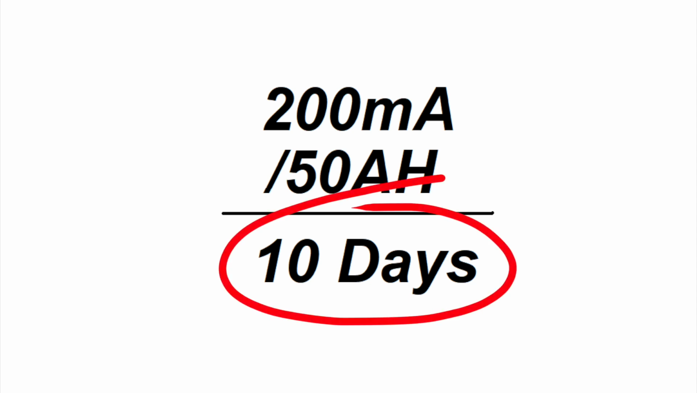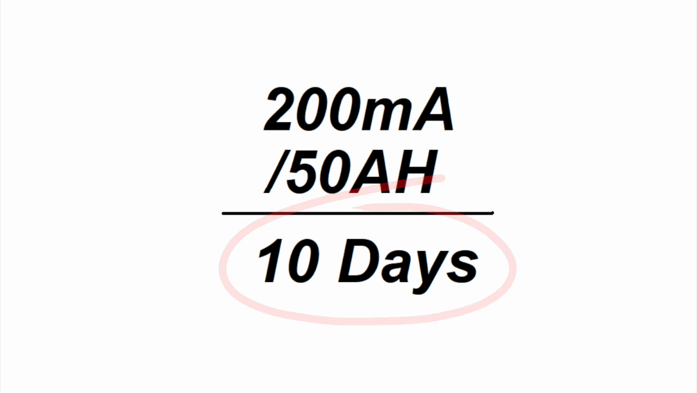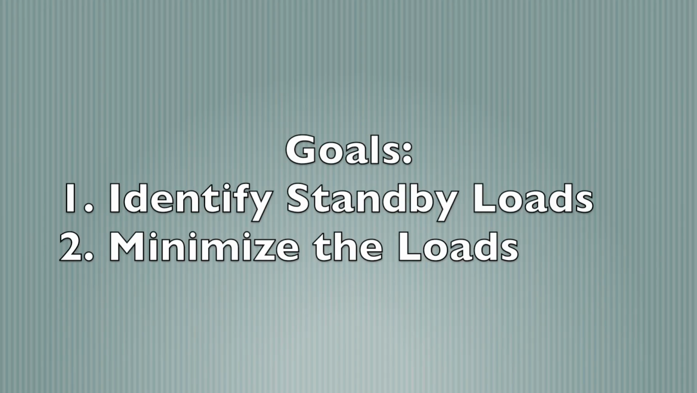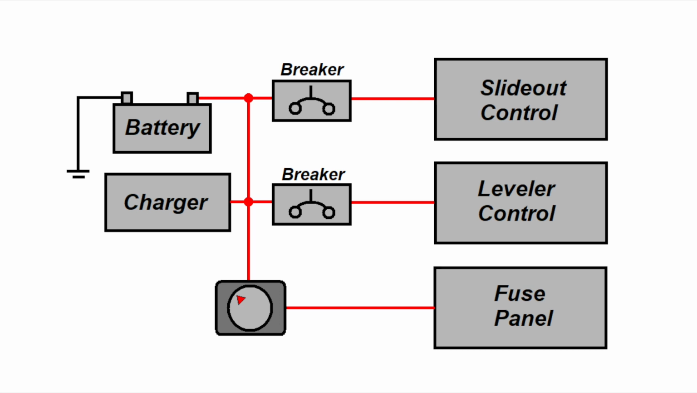However, we certainly will have more than one standby load. We will likely have many more, and they add up. For example, let's consider 10 standby loads of 20 milliamps each, or in battery terms, 200 milliamp hours. Now our 50% discharge point is 10 days. This can be a significant issue if we are boondocking, especially since we probably will have more than 10 standby loads. Therefore, the goals of this video are to, number one, identify the standby loads, and number two, minimize those loads, especially when boondocking. First, you will need to know how your RV's DC system is wired.